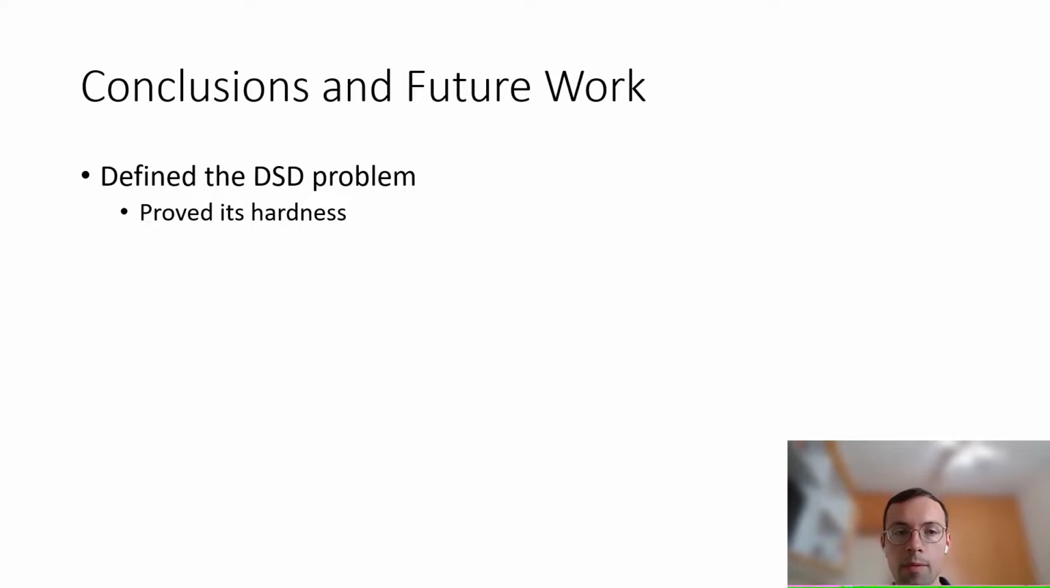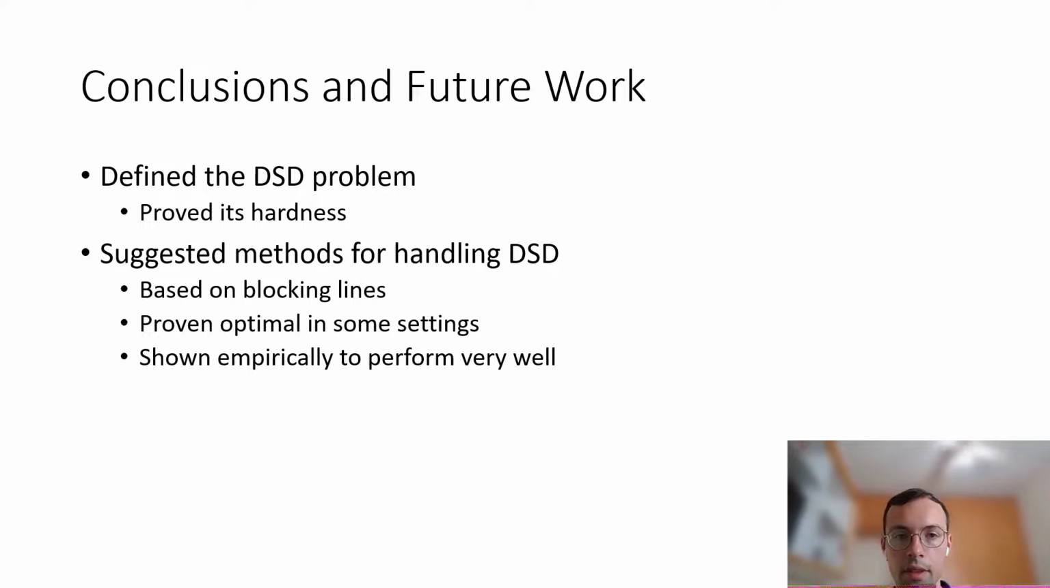And now is the time to sum up. We first defined the DSD multi-robot problem and found it to be NP-hard. Despite the hardness of the problem, we have suggested methods to handle it based on an intuitive idea of blocking lines. We've tested the algorithms empirically and they're shown to perform very well.